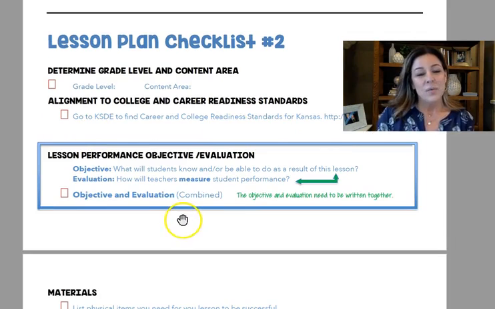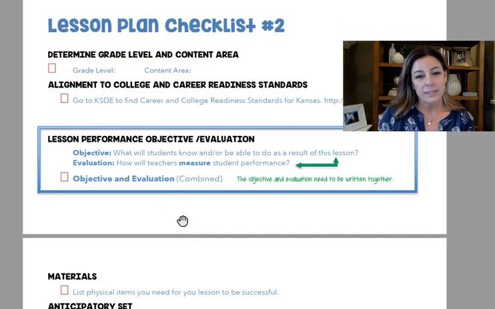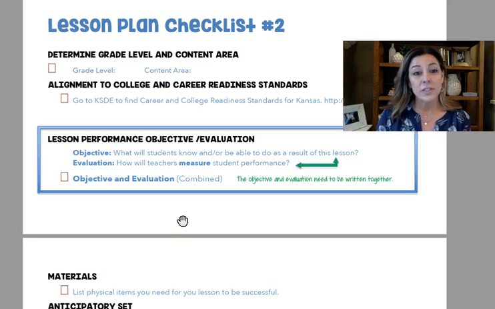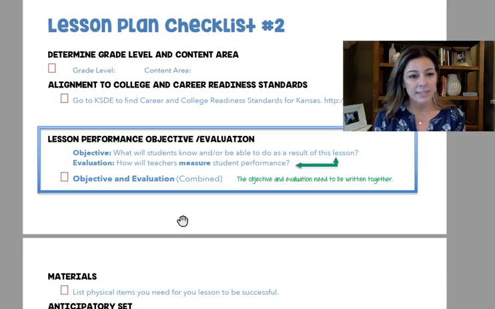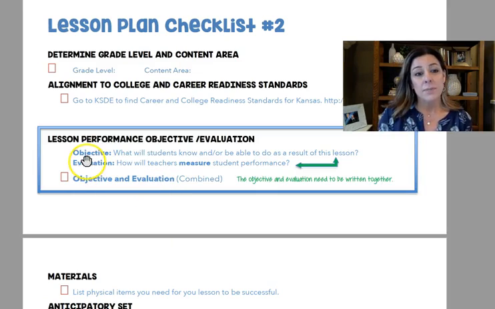And once you do that, this is where it gets a little bit trickier. Once you know what you want your students to learn and be able to do by the end of your lesson, that will be your objective. But how are you going to make sure? That will be your evaluation. It's easiest the first time you do this to break it apart, and then you need to put it together. Our objective and evaluation, they need to come together.